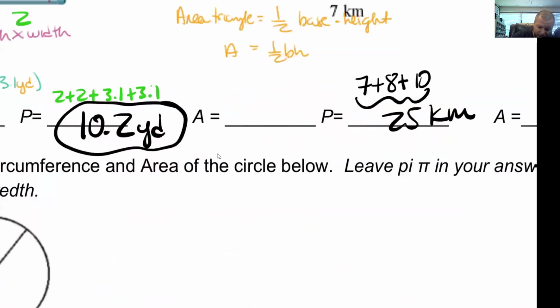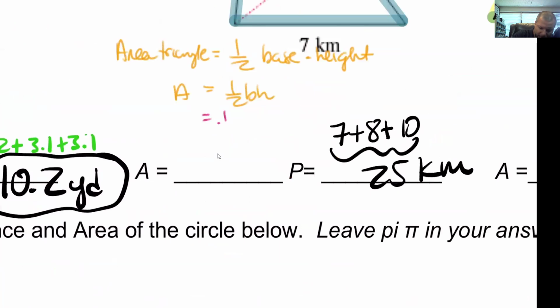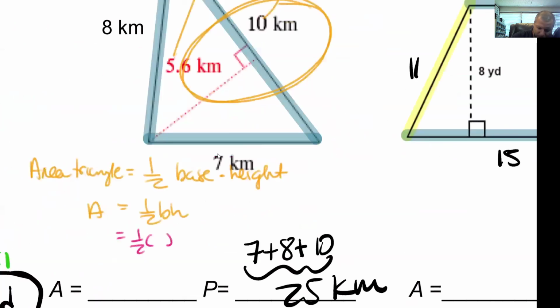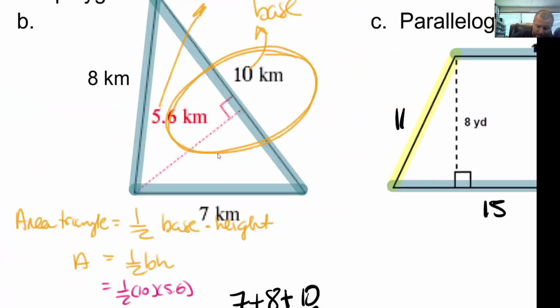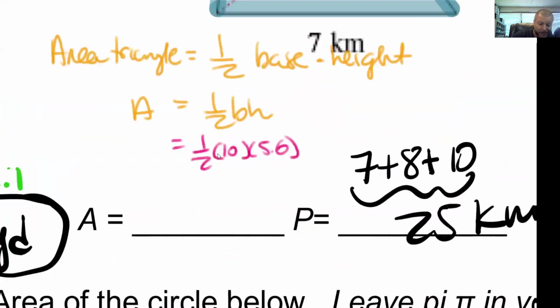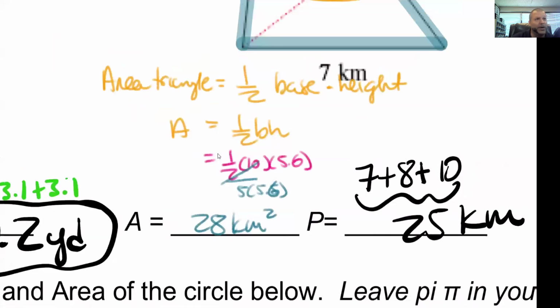Once I have that, I'm going to throw in what I know. I have a half of my base, which was 10 kilometers, and my height was 5.6 kilometers. So I'm going to do a little bit of division for multiplication. A half of 10 is 5. 5 times 5.6 is going to be 28. So we're going to get 28 kilometers squared.